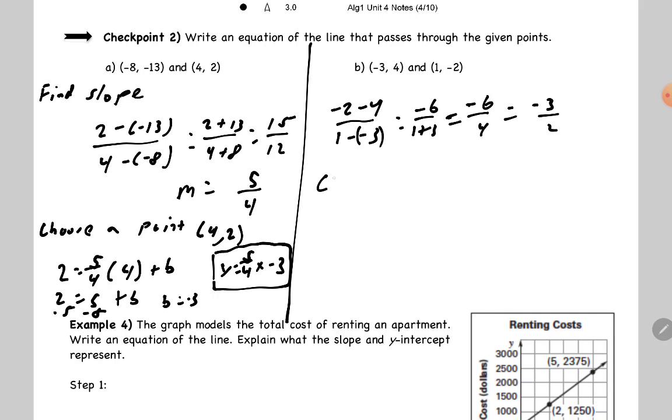Then we're going to choose a point. Once again, you can choose either point and you'll get the same equation. So negative 2 equals slope, which is negative 3 halves, times 1, plus b.